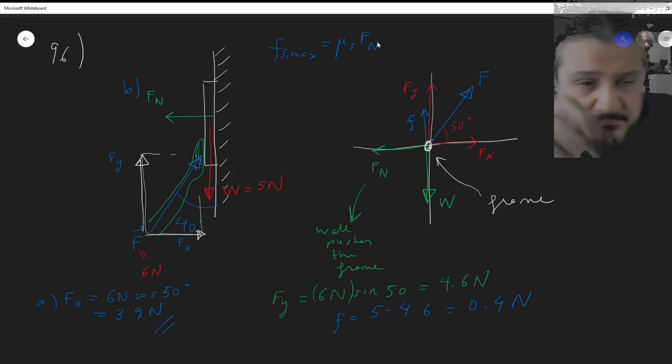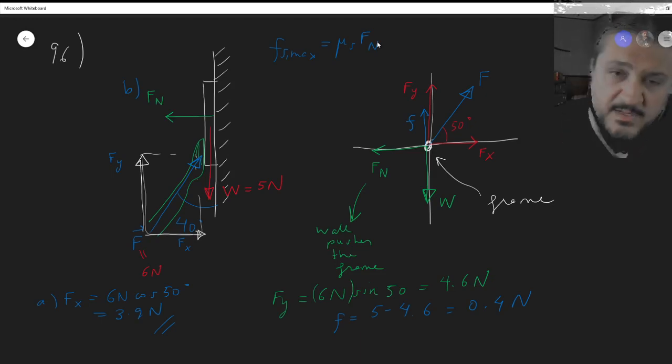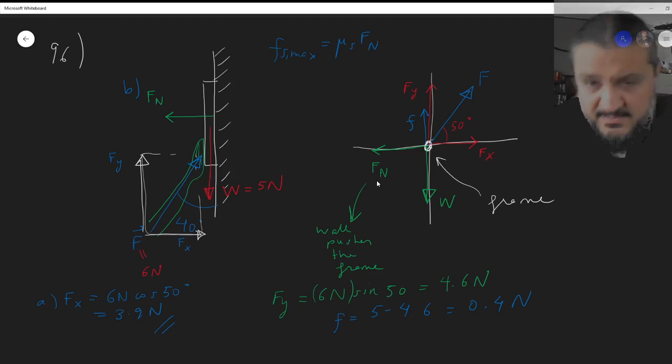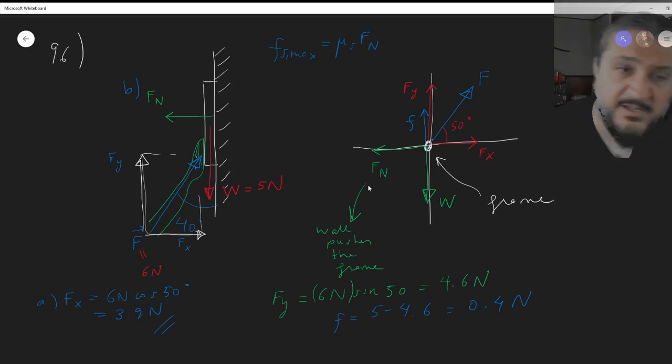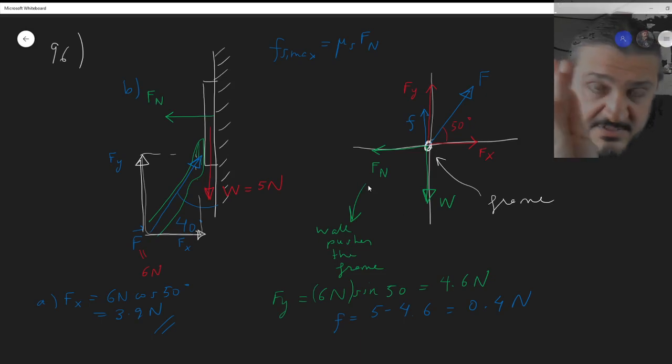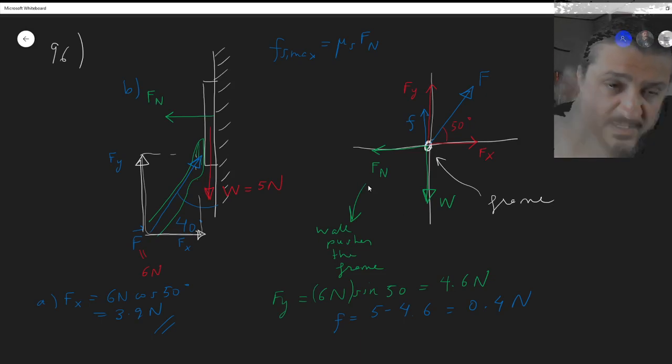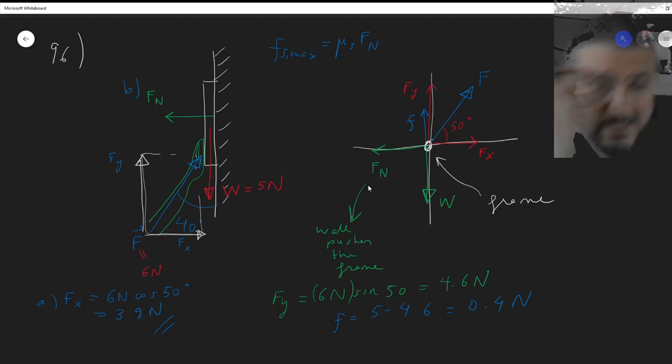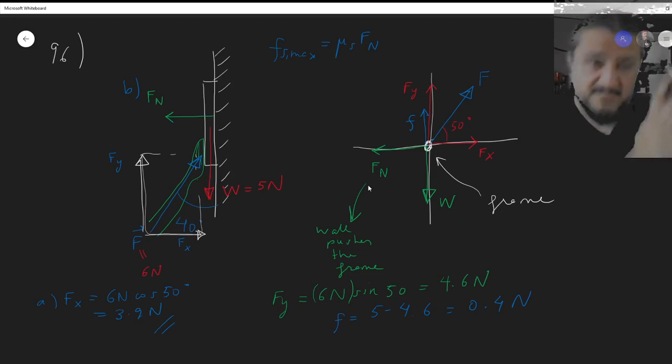Now, what is Fn? We need Fn, obviously. Fn is the force that the wall exerts on the frame. And the frame exerts a force on the wall, and the hand exerts a force on the frame.